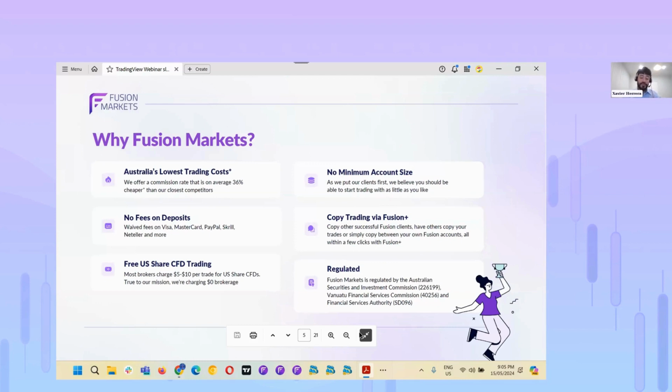We've championed that ethos throughout all facets of our business, whether it's minimum account sizes, no deposits, no fees on deposits, sorry, no fees on withdrawals, extremely tight spreads and super competitive swap rates. So you'll notice that Fusion Markets truly does champion this low cost ethos throughout all facets of our business. And it's part of the reason that we're known to be one of Australia's top brokers and had so much success in such a short amount of time.